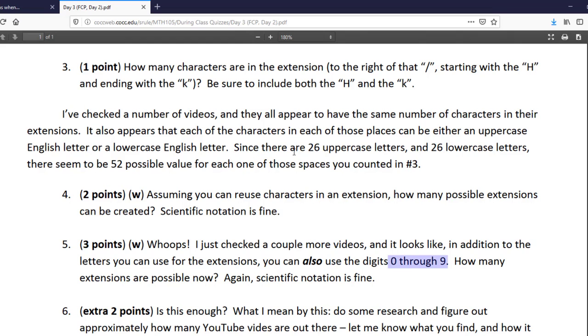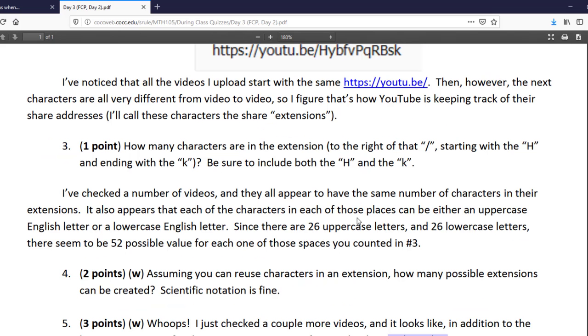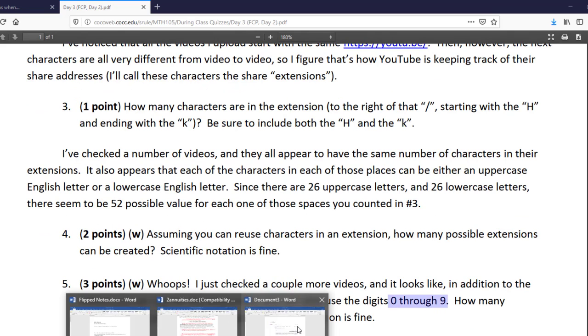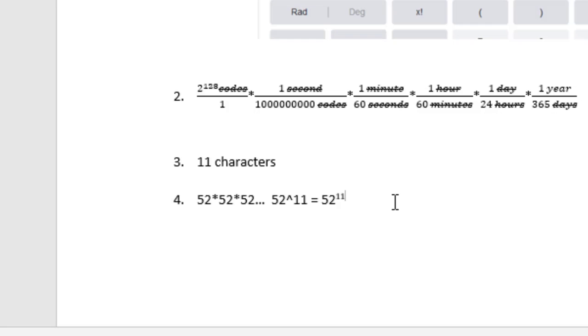So they still can use upper and lowercase letters, but some videos actually use numbers, digits in the spots too. So that adds 10 more possibilities. So in number 5, I'm going to copy and paste if that's okay, my friends. It won't be 52 to the 11th. It's going to be 62 to the 11th.